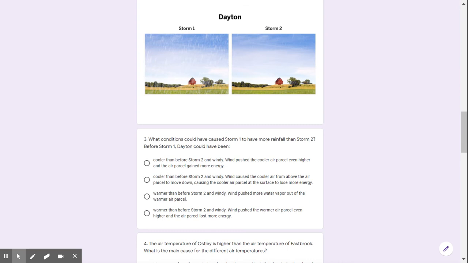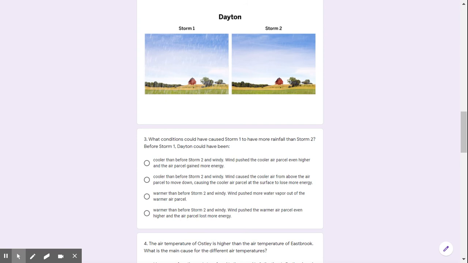Before Storm 1, Dayton could have been cooler than before Storm 2 and windy. Wind pushed the cooler air parcel even higher, and the air parcel gained more energy. Cooler than before Storm 2 and windy. Wind caused the cooler air from above the air parcel to move down, causing the cooler air parcel at the surface to lose more energy.